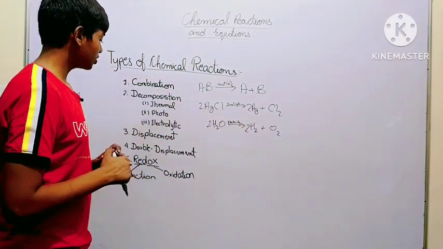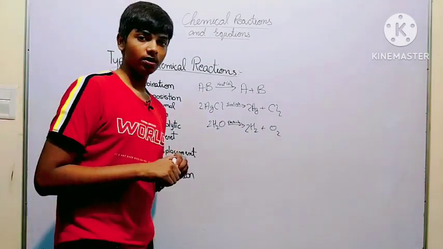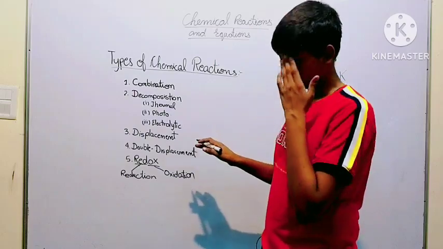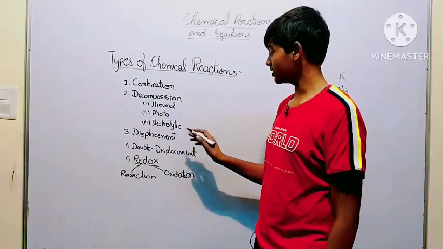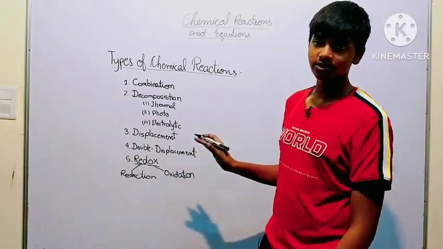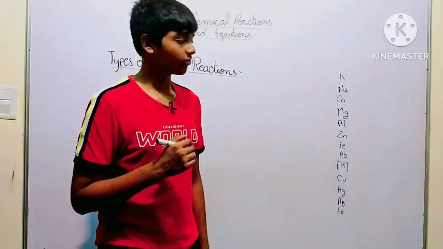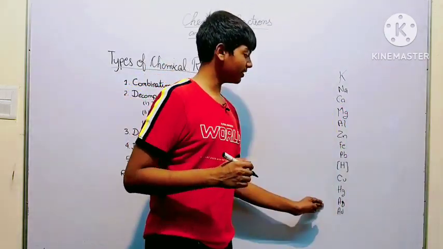So this was the decomposition reaction, and now we will be moving to the displacement reaction. Our next type of reaction is displacement reaction. In this reaction, a highly reactive metal displaces a less reactive metal. So this is the reactivity series.